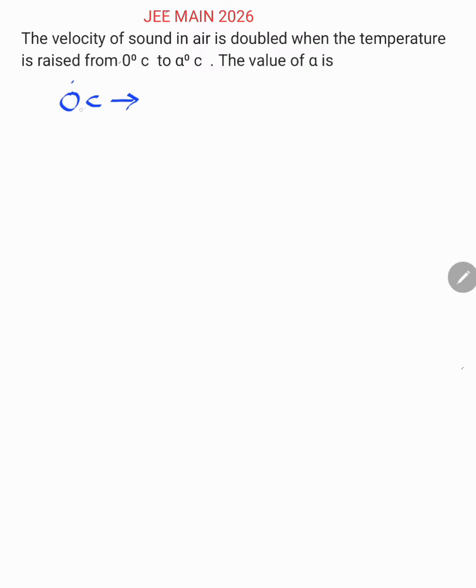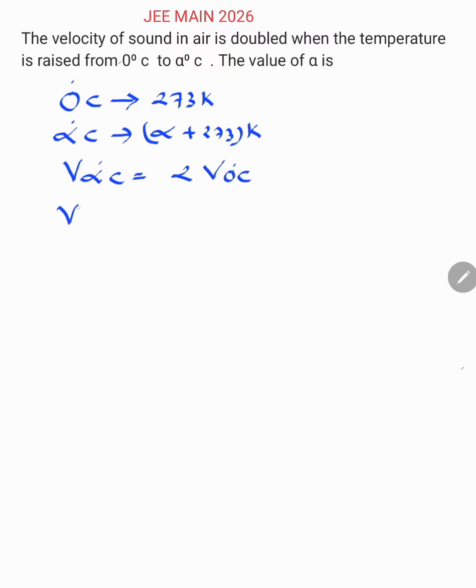So 0 degree centigrade is 0 plus 273, so it is 273 Kelvin. Alpha degree centigrade in Kelvin is alpha plus 273 Kelvin. Here it is given that V alpha is equal to 2V at 0 degree centigrade, but V is proportional to root T. So V at alpha degree centigrade upon V at 0 degree centigrade is equal to 2.